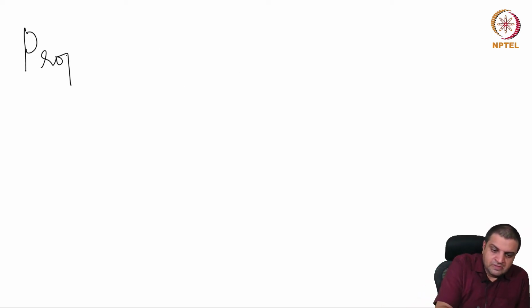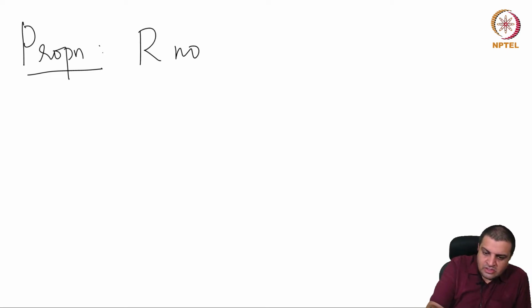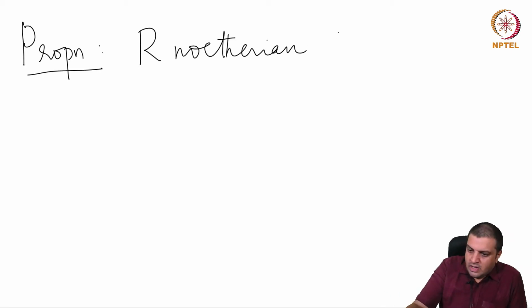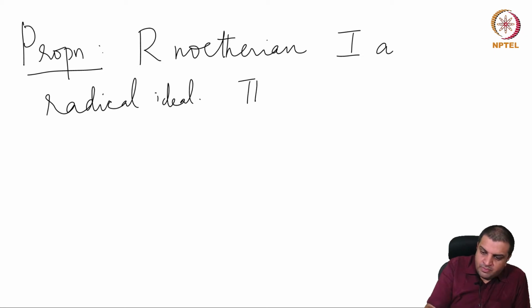So here is a proposition. Most of these results are building on what we did in the previous lectures and geared towards being able to compute associated primes and primary components incrementally, like the example that we did in the last lecture. Suppose that R is a Noetherian ring and I a radical ideal. Then I has no embedded primes.